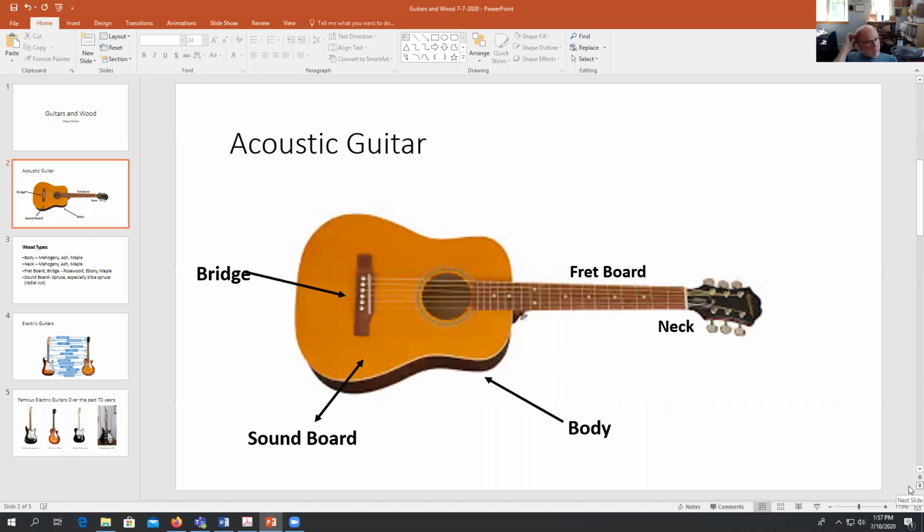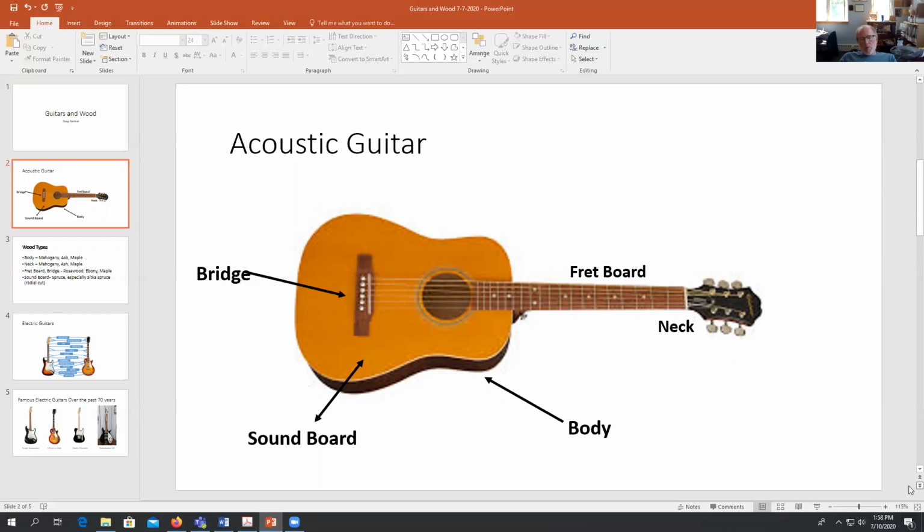Here I have a picture of a typical acoustic guitar that basically has a body and a soundboard that creates the sound without need for amplification. Some of the parts on the guitar include the neck, which is connected to the body. And then there's the soundboard, and the bridge, where the strings are connected to the soundboard.